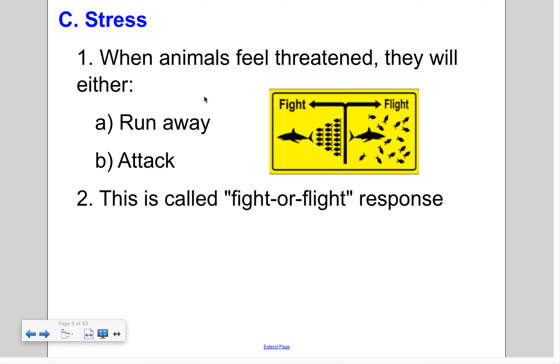Stress: when animals feel threatened, they will do one of two things. They will run away or they will attack. This is called your fight or flight response. Just recently, they've actually added a third F: fight, flight, or freeze response. So you'll fight your way through the problem or the threat, you'll run away from it, or you freeze, you don't do anything, you're actually paralyzed. You have no idea, you can't move.